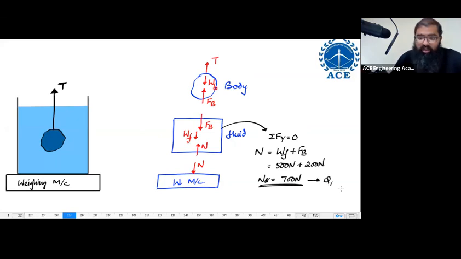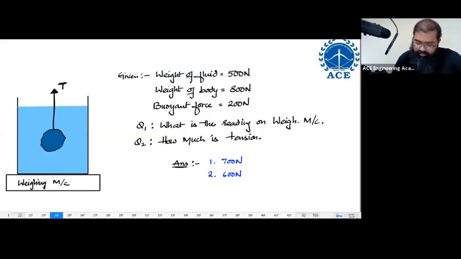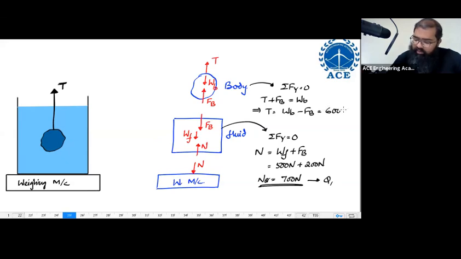Now coming to question 2, this should be even simpler. On the body, again the body is also in equilibrium. Sigma Fy is equal to 0, I'm writing. Upward, T plus Fb has to be equal to Wb, which implies T has to be W of body minus Fb, which is equal to W of body 800, Fb 200. Therefore, this is supposed to be equal to 600 newtons. This is the answer for your question 2. If you understand the free body diagram, you understand the answer.